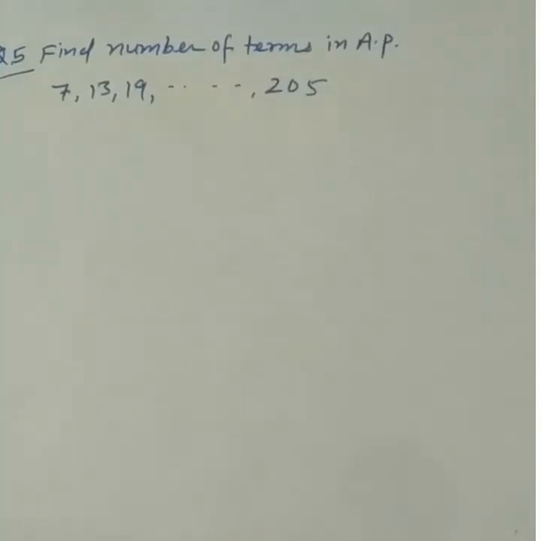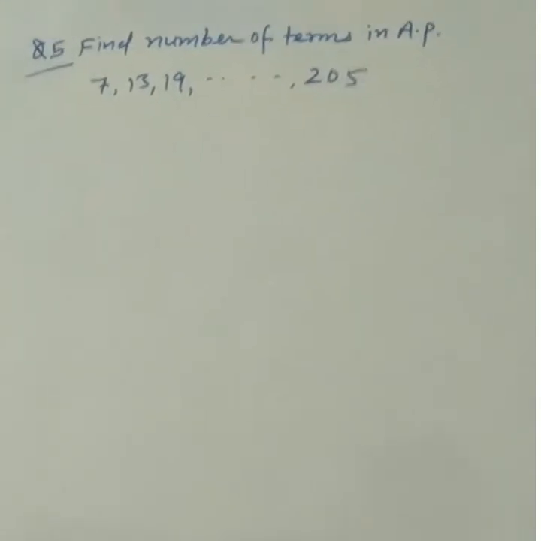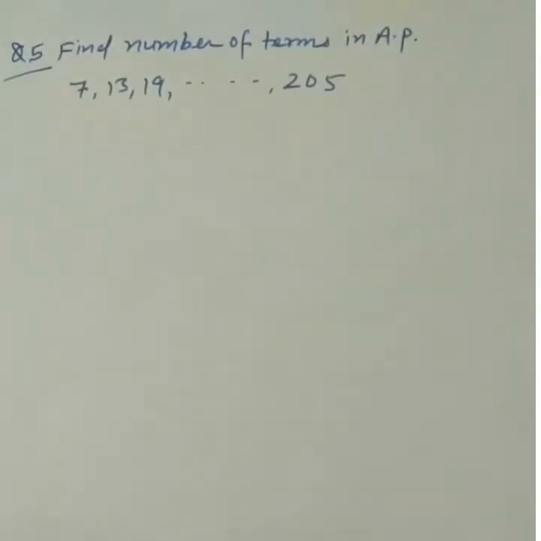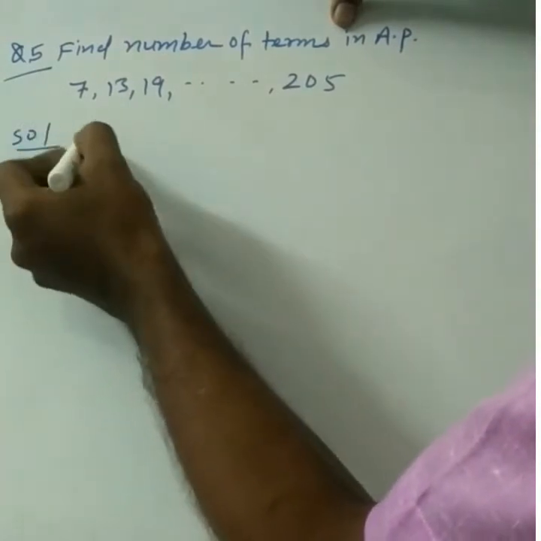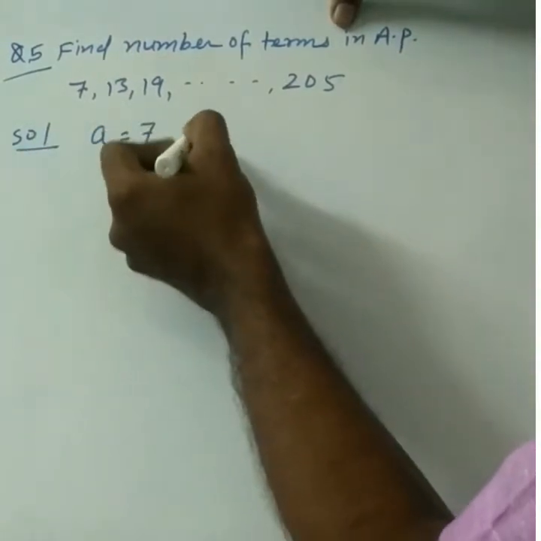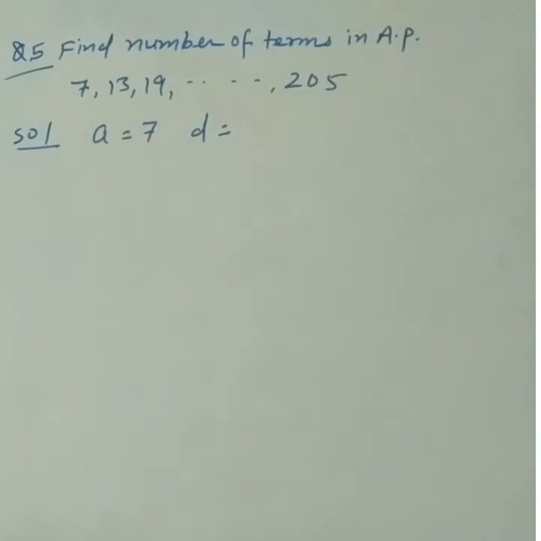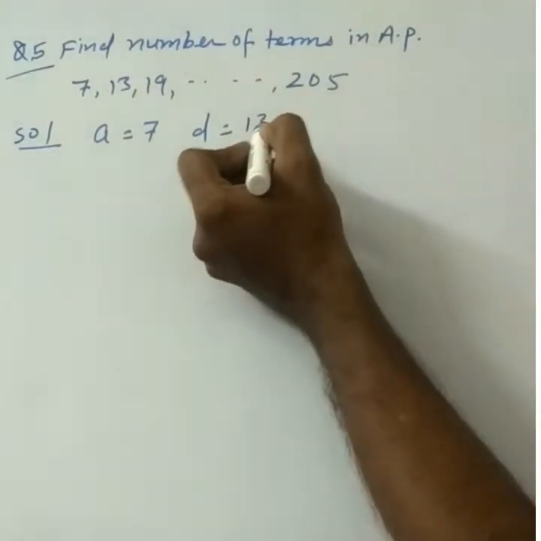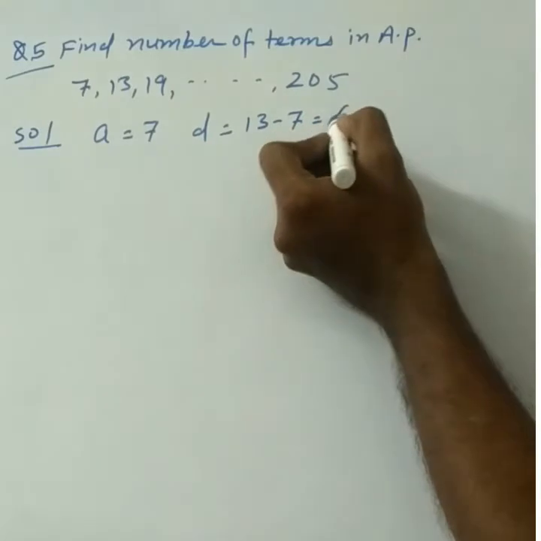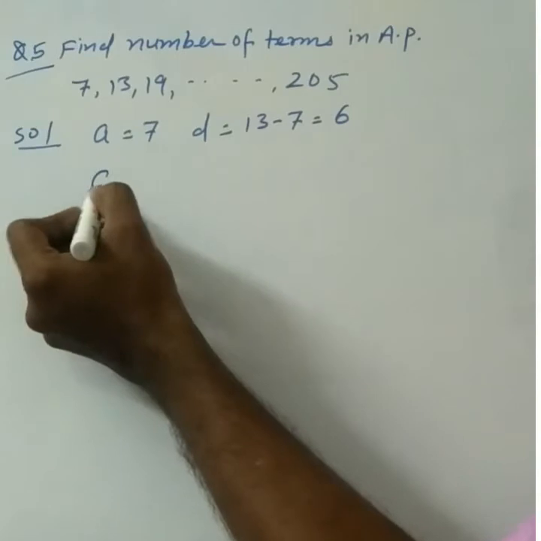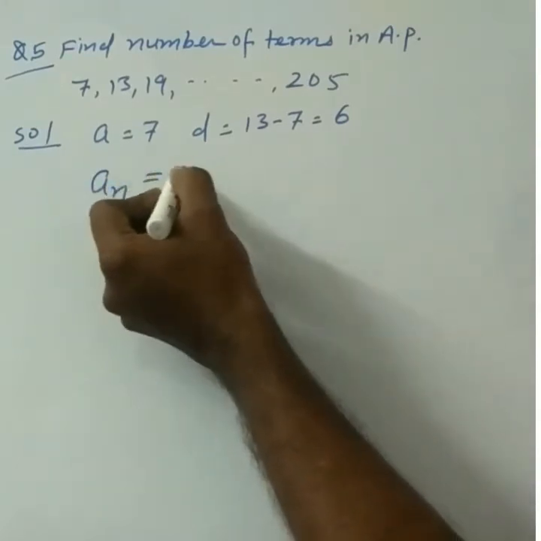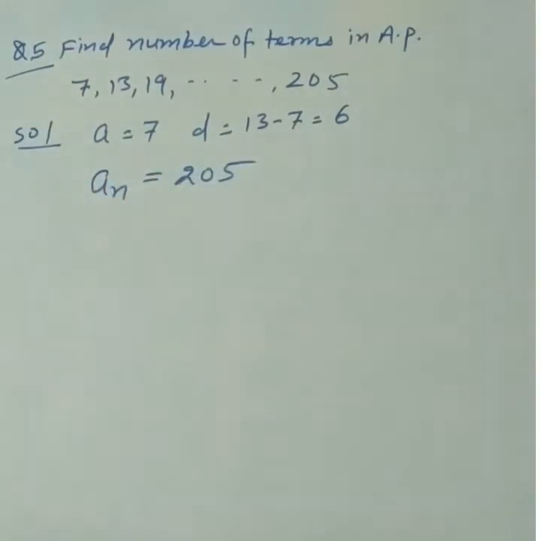Here in this AP, the first term is 7 and the nth term is 205. We have to find the number of terms. A is given 7, D is second term minus first term, 13 minus 7, which is 6. This is the last term. We'll write it as AN equal to 205. Now we need to find out N.